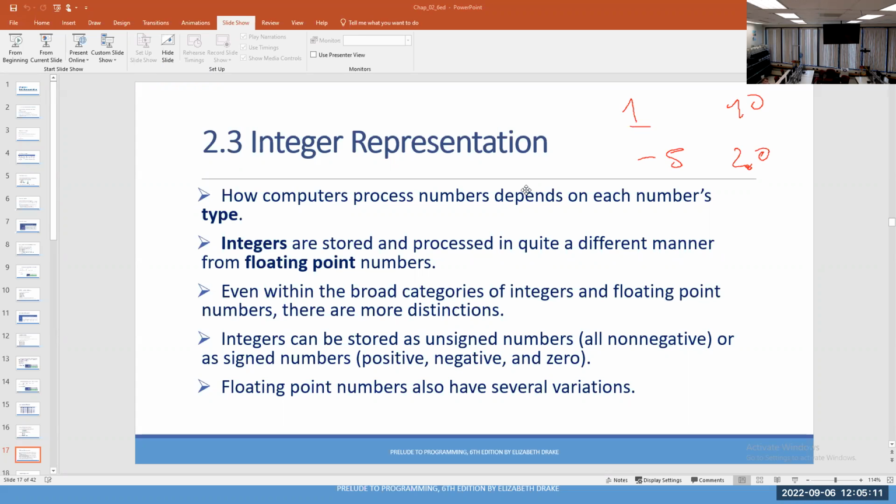So an integer can be stored as an unsigned number. Unsigned number means they are non-negative numbers. You cannot have negative numbers here. Or as a signed number. In a signed number, you can have both positive and negative numbers and 0. Also, floating point numbers have several variations. But in this class, I think we just study the integer representation in the computer.